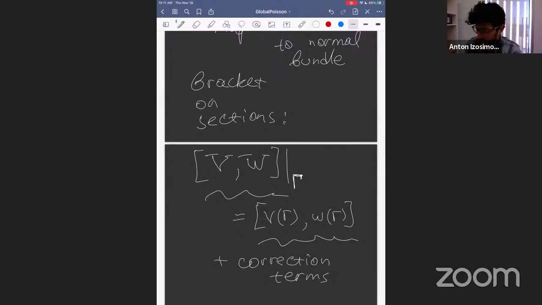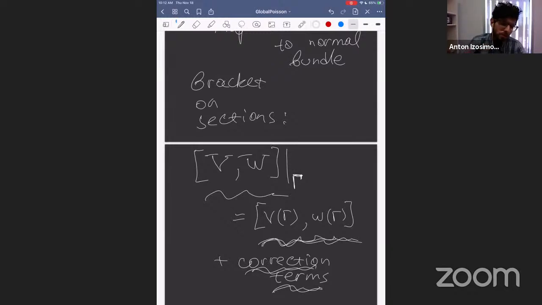These correction terms actually recover the continuity of the normal component. The first term is, in some sense, fiber-wise. To compute the first term, you only need to know the values of your sections at a particular point. That's normally how a bracket in an algebra looks. The correction terms are not of this type. To compute the correction terms, you need not just the values of these vector fields at a particular gamma, but you need to know them in the neighborhood of gamma. So there are certain additional terms which you need to add to the algebraic bracket in order for the continuity of the normal component condition to be preserved.